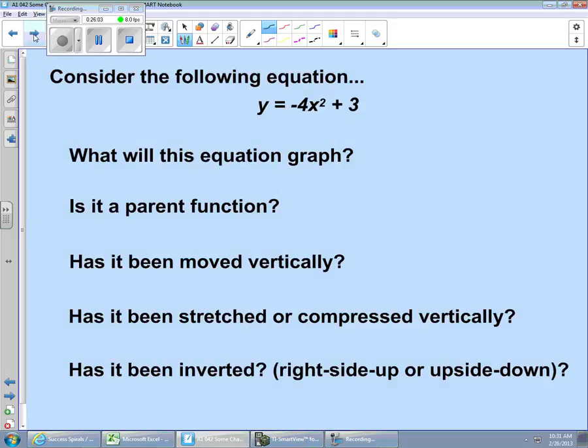Y equals negative 4x squared plus 3. What will this equation graph? Is this a line or a parabola or what? This one's a parabola. How do you know it's a parabola? With a parabola, you're going to get one variable to the first power, another variable to the second power. The ones we're going to be looking at, it's always going to be y to the first, x squared. You will find out later on it is possible to have it the other way around, but we won't see that.